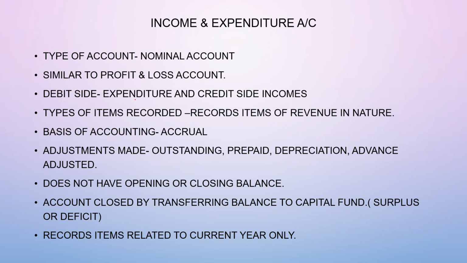The debit side has all the expenditures, so expenses and losses are debited, and on the credit side you would have the incomes and the gains related to the NPO. Then what is the type of items that you could find? All those items of revenue nature which you can find in the receipt and payment account go into the income and expenditure account. So what about those items of capital nature? Those related to capital nature go into the balance sheet.